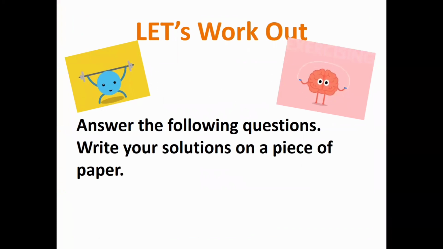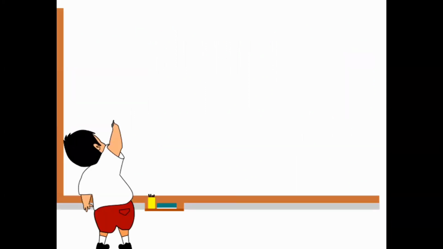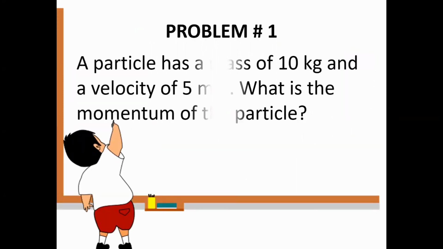So let's work out. Answer the following questions. Write your solutions on a piece of paper. I'll be giving you enough time to compute before I reveal the correct answer. Let's work. Problem number 1. A particle has a mass of 10 kilogram and a velocity of 5 meter per second. What is the momentum of the particle? All right, you may now start answering. Don't forget to write the given and the formula.